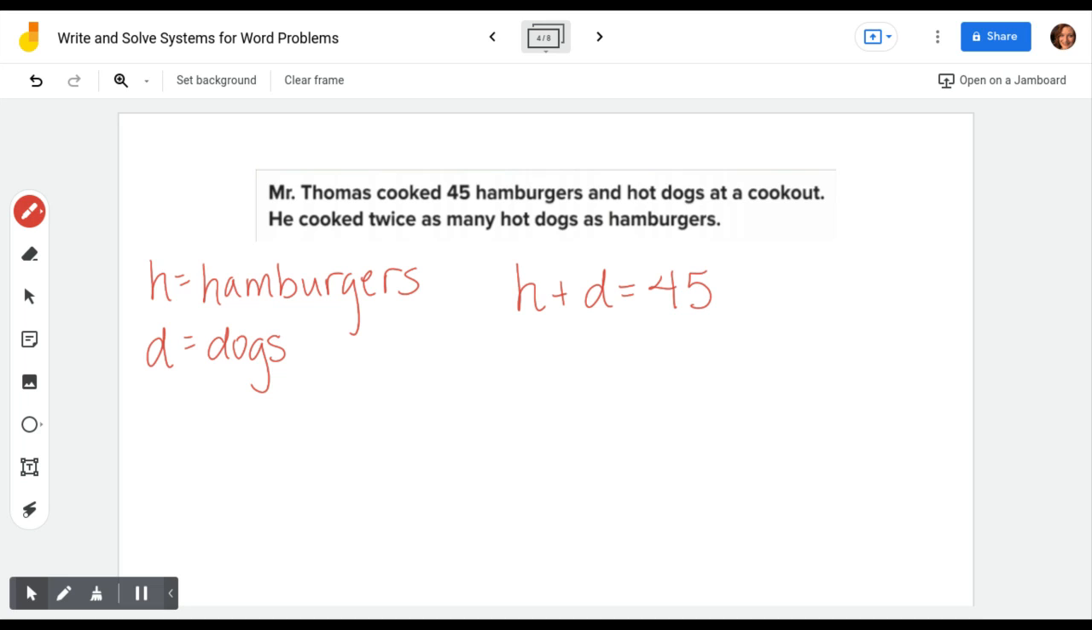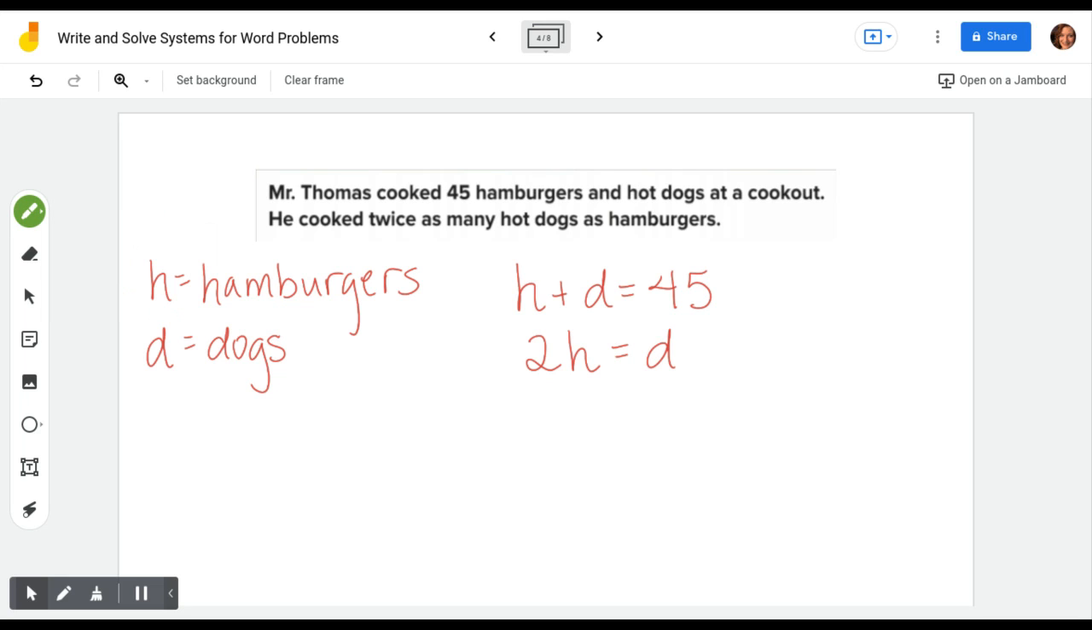Second sentence is about how they're related. He cooked twice as many hot dogs as hamburgers. So there are 2 times more hot dogs than there are hamburgers. So in other words, if I take 2 times the hamburgers, then I get the number of hot dogs. Take the smaller one times 2, get the bigger one. So there's my equation.